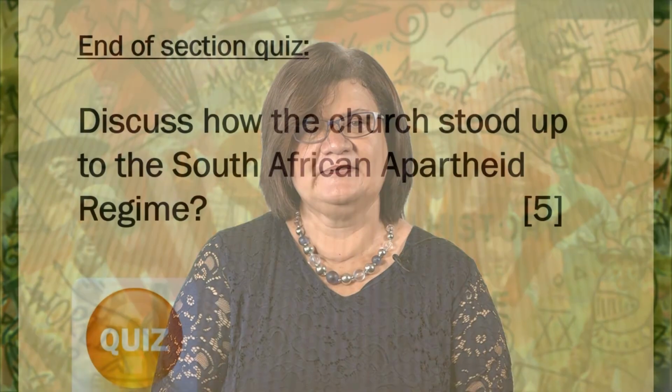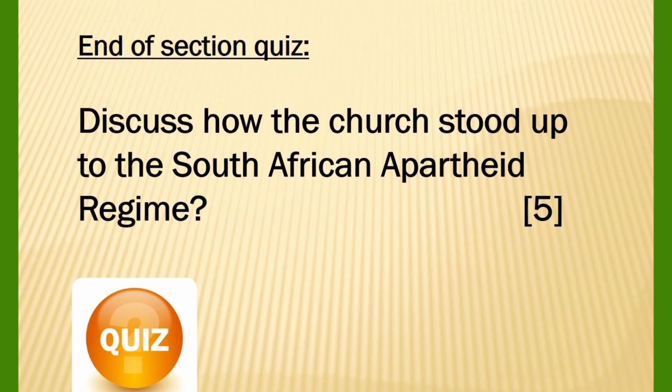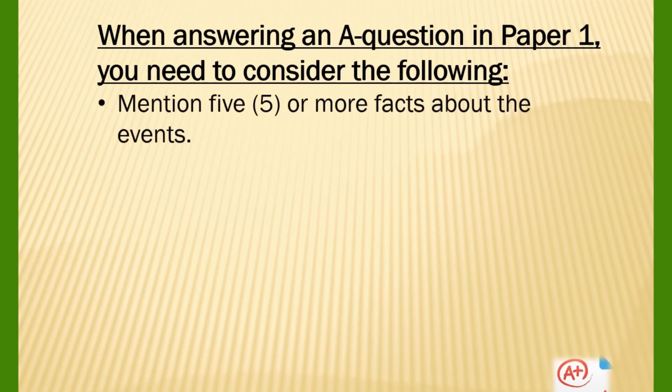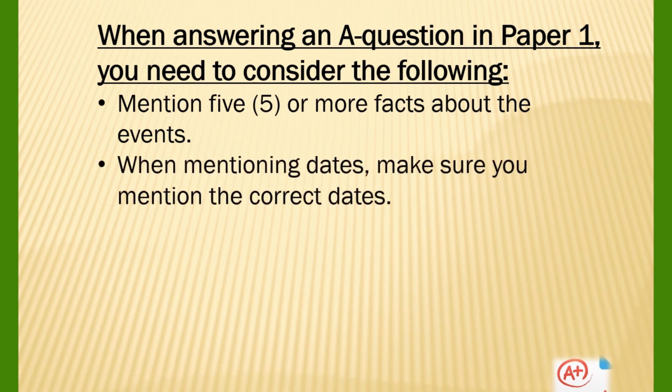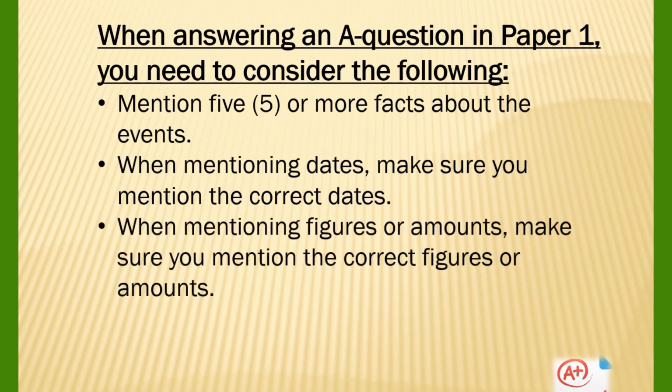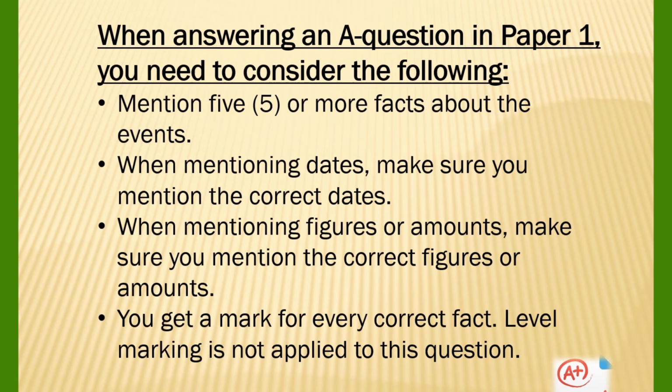Here are some final tips in answering questions in paper 1. Discuss how the church stood up to the South African apartheid regime. When answering an A question in paper 1, you need to consider the following. Mention 5 or more facts about the events. When mentioning dates, make sure you mention the correct dates. When mentioning figures or amounts, make sure you mention the correct figures or amount. You get a mark for every correct fact. Level marking is not applied in this question.